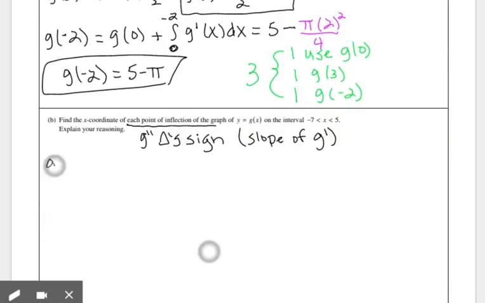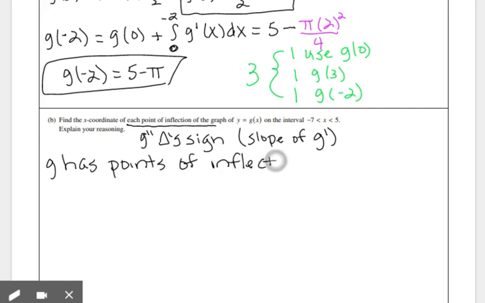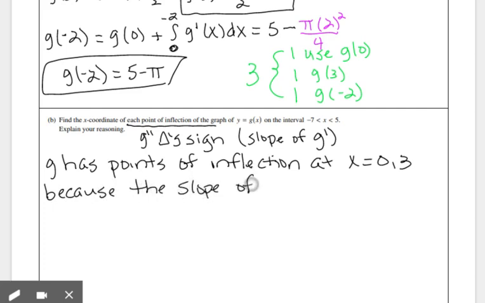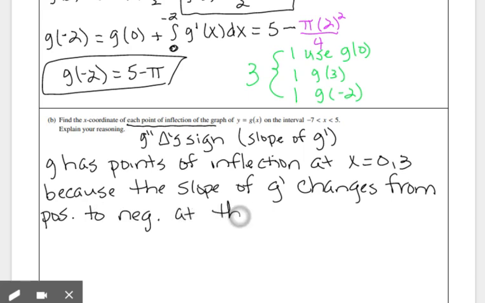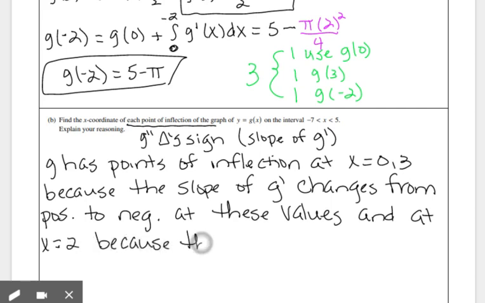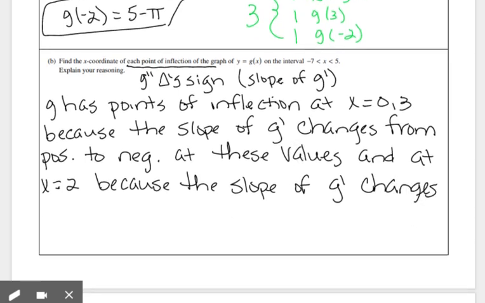So G has points of inflection at x equals 0 and 3 because the slope of G prime changes from positive to negative at these values, and at x equals 2 because the slope of G prime changes from negative to positive at x equals 2.